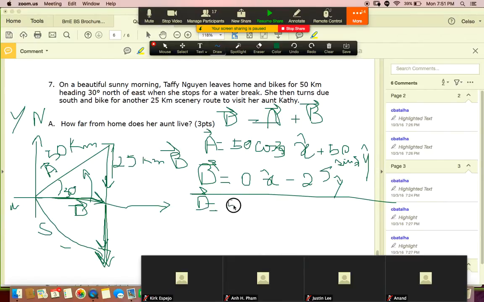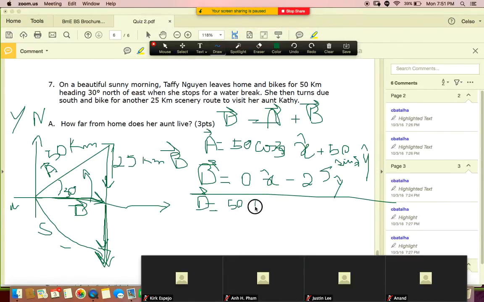then you got 50 cosine of 30 in the X direction plus in the Y direction is 50 sine of 30. But sine of 30 is 25. I'm sorry, I'm going ahead. Sine of 30 is half. So half times 50 is 25. So 25 is this thing here.